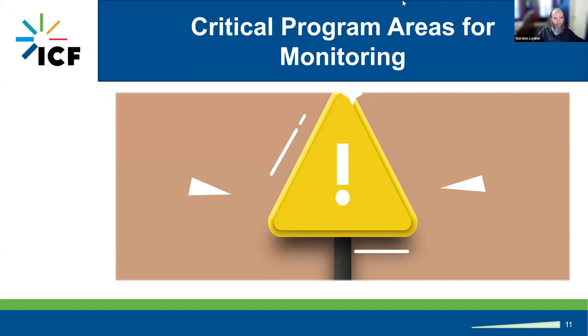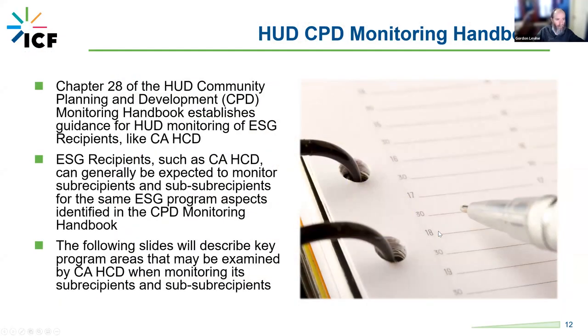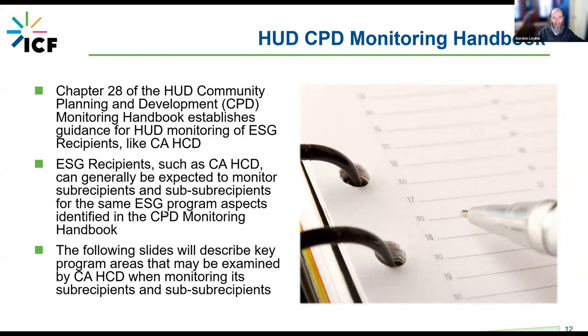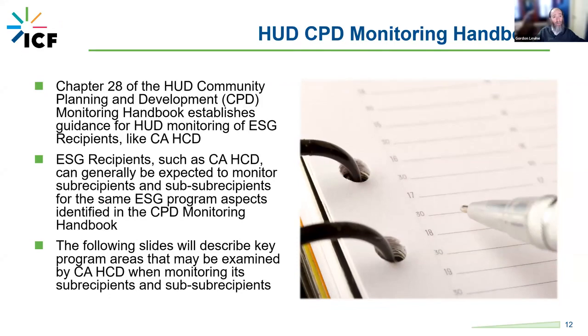All right, so next we're going to talk about critical program areas for monitoring. Next slide, please. So Chapter 28 of the HUD Community Planning and Development Monitoring Handbook establishes guidance for HUD monitoring of ESG recipients like the California Department of HCD. This is what we would refer to colloquially as the full monitoring. It's everything that HUD would come in and monitor a recipient about. ESG recipients like HCD can generally be expected to monitor subrecipients and sub-subrecipients for the same things that HUD would be monitoring HCD for using the CPD monitoring handbook, though those tools often look a little bit different.